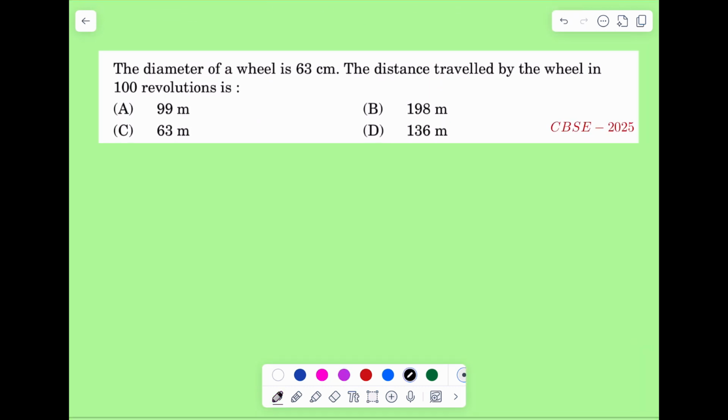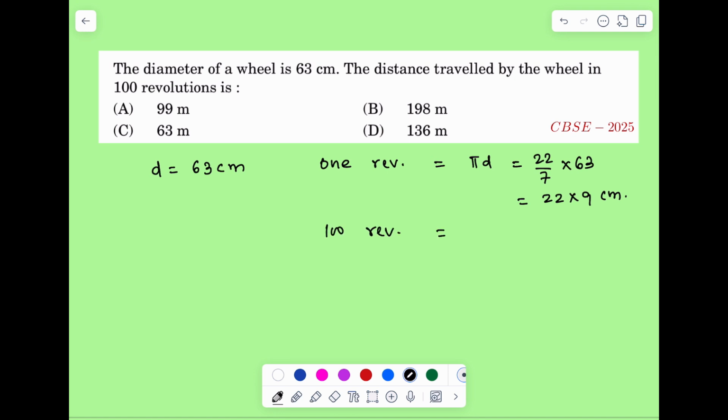First problem: the diameter of a wheel is 63 centimeter. That means D is given as 63 centimeter. The distance traveled by the wheel in 100 revolutions. Actually, in one revolution, it will travel a distance of pi into D. Pi is equal to 22 by 7 into D is 63. That is 22 into 9 centimeter it will travel.